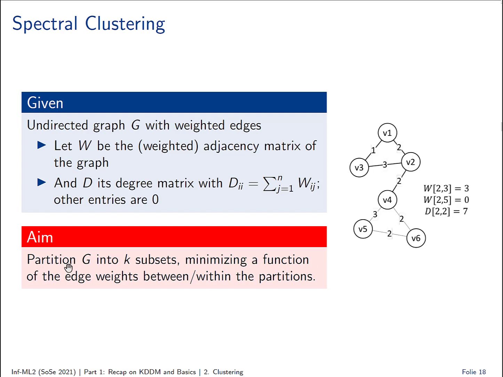And now the aim is we want to partition the graph, as said before, into k subsets, minimizing a function of the edge weights between and within the partitions. So very similar to the idea of partitioning algorithms. We want to minimize the intra-cluster weights, and we want to maximize the in-between cluster weights, so to say. Very similar to k-means, for example. And you will see that we use k-means, but not yet.